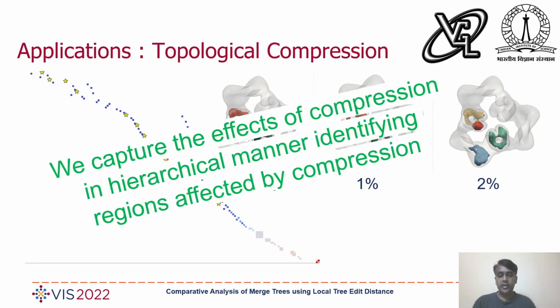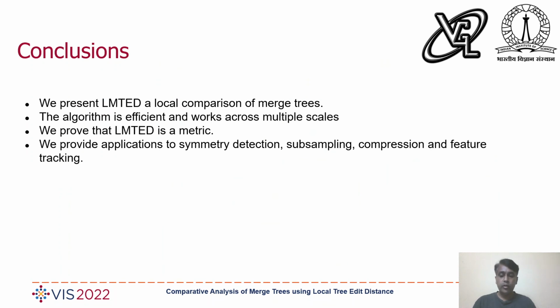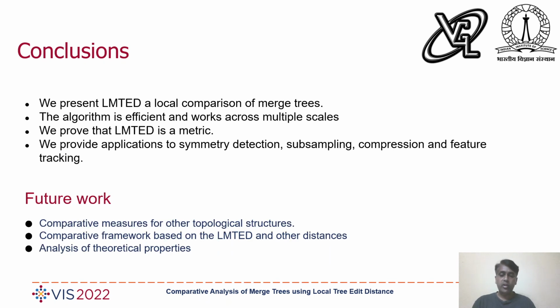To conclude, we present LMTED for local comparison of merge trees across multiple scales with an efficient algorithm. We prove that it is a metric, and we also provide a lot of applications. In future, we want to design such measures for other topological structures and analyze more theoretical properties.